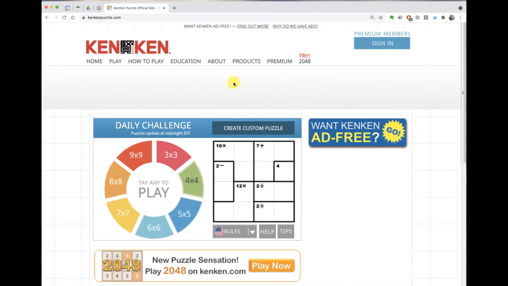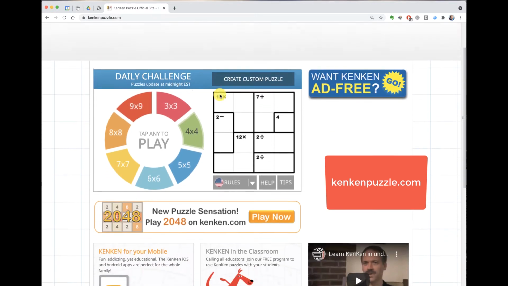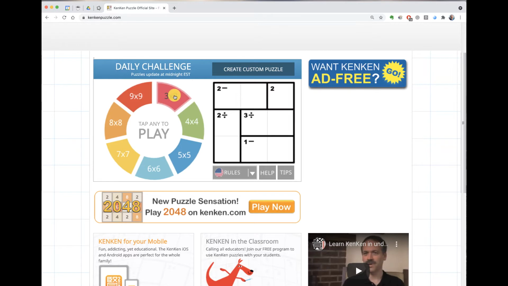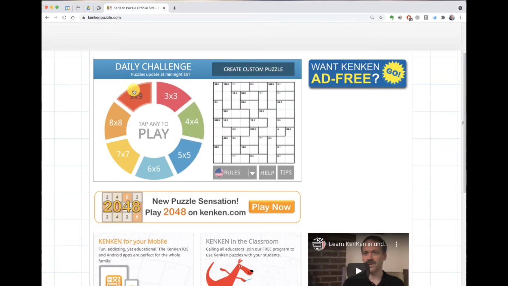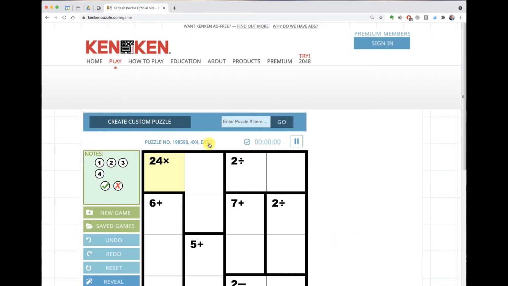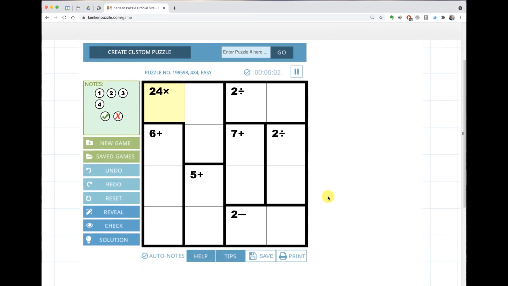So let's look at the introduction. Let's go to the main KenKen page. That's kenkenpuzzle.com. It allows us to choose what size puzzle we do, all the way from 3 by 3, up to 9 by 9. And just looking at those possibilities there, you can see it makes a big difference. We're going to do a 4 by 4 just to get us started. This allows us to do plus, minus, multiply, and divide. Here we go, 4 by 4.